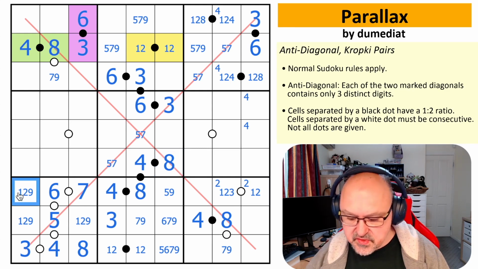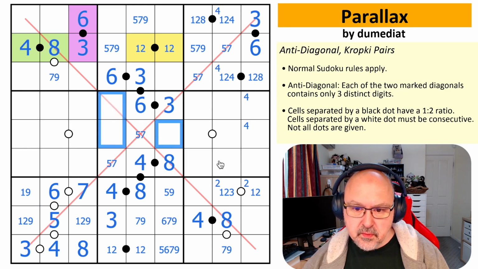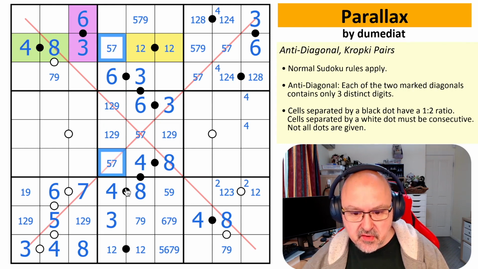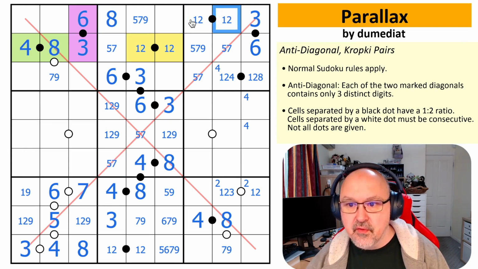Two here means there's no 2 here. This is a triple. 1, 2, 3, 4, 5, 6, 7, 1, 2, 9, which gives me a 1, 2, 9 triple in the column, which means this is not a 9, which gives me a 5, 7 pair in the column. This is an 8, which takes 8 out of there, which takes 4 out of there, which makes this the 4, 8.